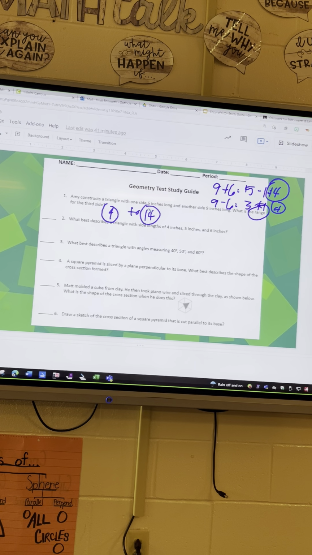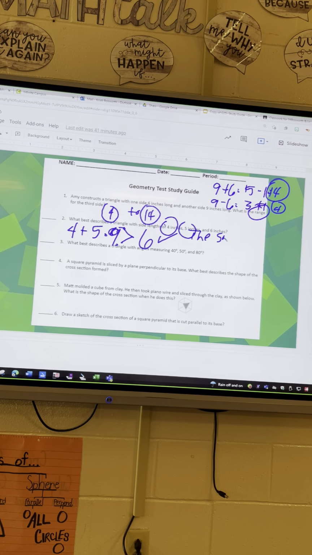Number 2. What best describes a triangle with side lengths 4, 5, and 6? Now this one, this is the one where you're going to take the 2 smallest sides, 4 and 5, add them together. 4 plus 5 equals 9. 9 is greater than 6, so yes, that is a triangle. The sum of the 2 smallest sides must be greater than the third side. Okay?